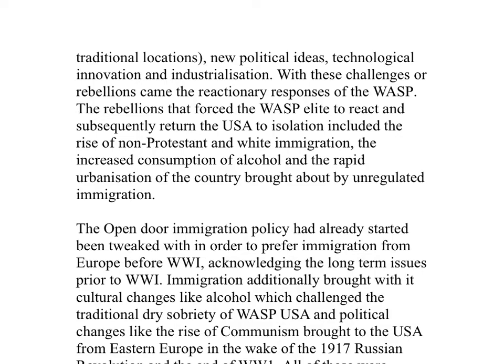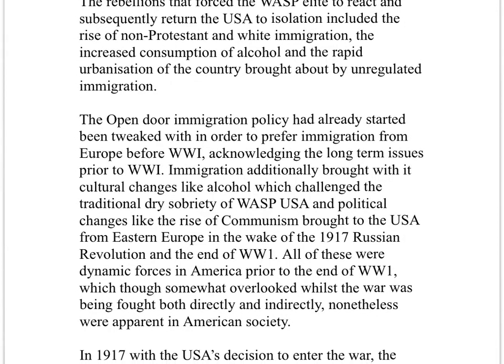The open door policy had already started being tweaked in order to prefer immigration from Europe before World War I, acknowledging the long-term issues prior to World War I, again trying to quantify the significance of World War I vis-à-vis these other things.